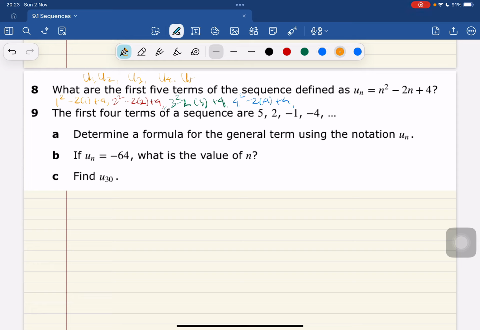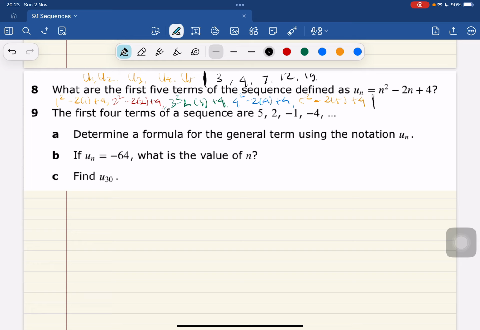The last one is u5, which is 5 squared minus 2 times 5, and then plus 4. So from this, we will get it. Okay, let me write it here. So first is 3, 4, 7, 12, and 19. Okay, next, number 9.